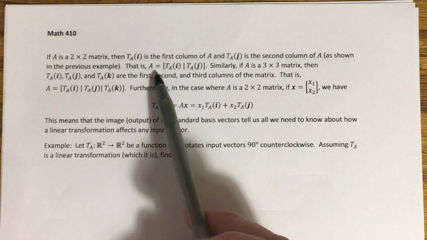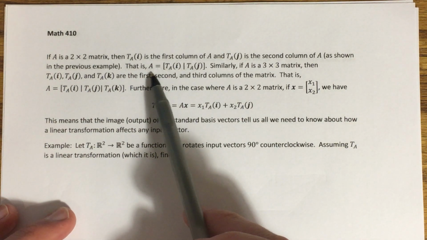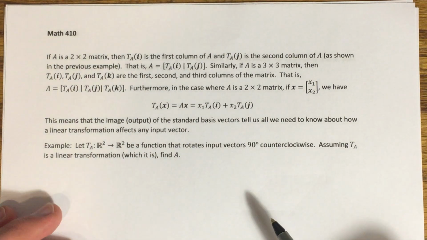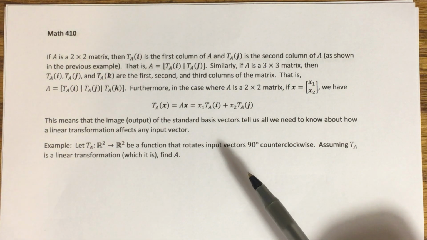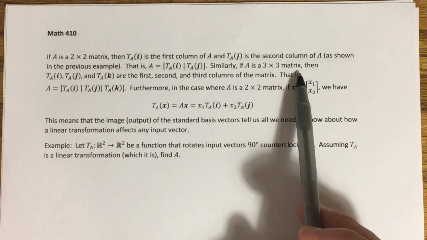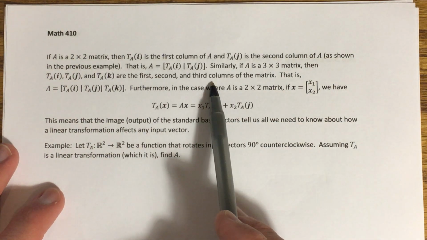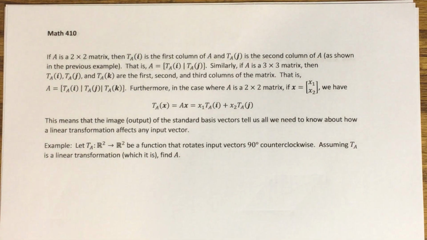So basically, what that linear transformation represents is the images of those standard basis vectors as columns of that matrix. We're going to practice that idea in a minute. If it's a 3 by 3 matrix, so we're transforming vectors in 3 space, then the first, second, and third columns of the matrix would correspond to the images of i, j, and k. You have 3 standard basis vectors there.